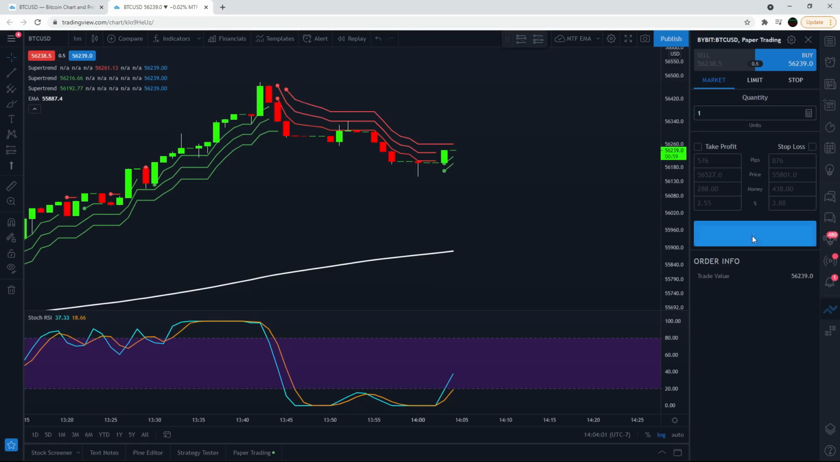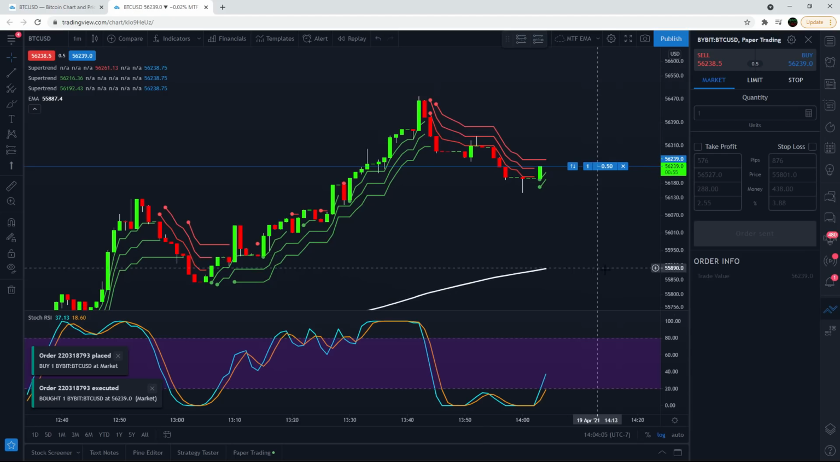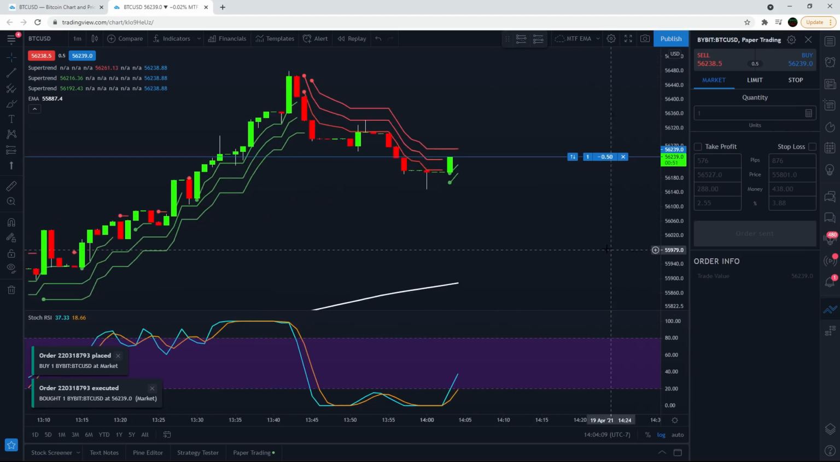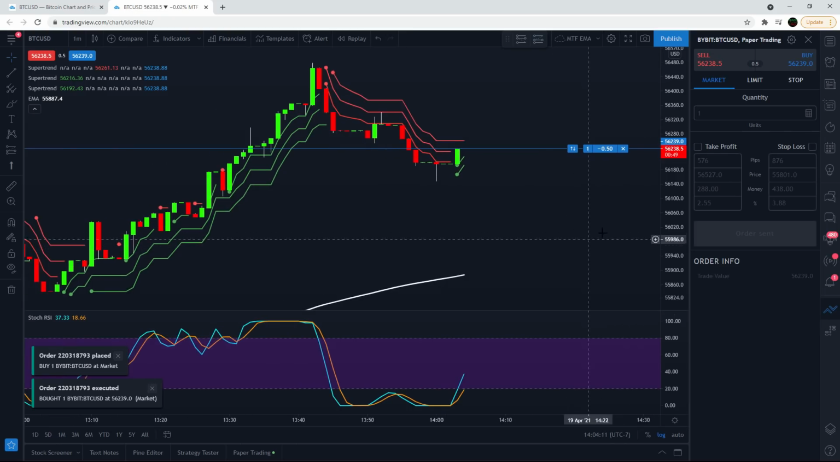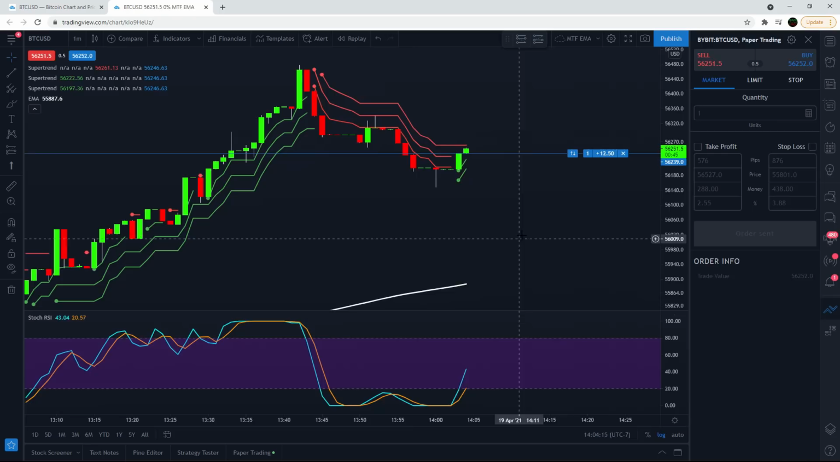Okay, so another long entry here. As you can see, stochastics coming from the oversold territory, price above the 200 EMA, getting the green on the super trend. So valid long entry, and we'll see how this one plays out.